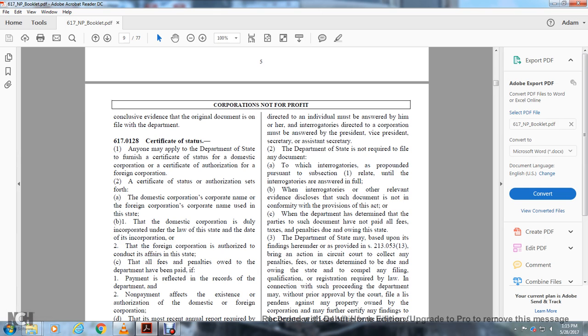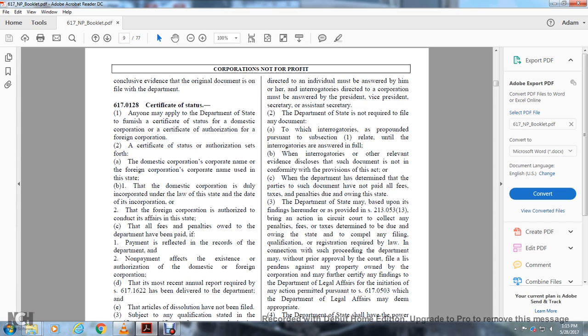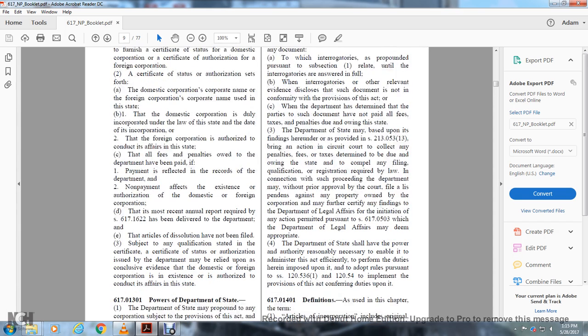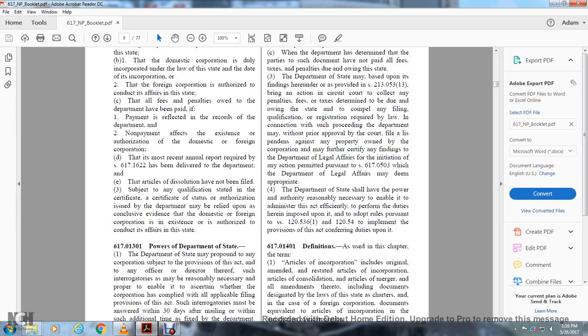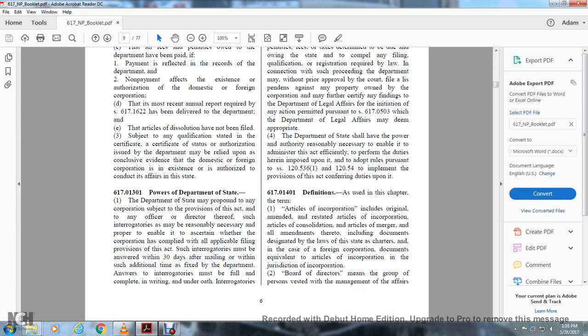The payment is reflected in the record of payment. Nonpayment affects the existence or authorization of the domestic or foreign corporation. The most recent annual report required by Statute 617.1622 has been delivered to the department, and articles of dissolution have not been filed, subject to any qualifications stated in the certificate. A certificate of status or authorization issued by the department may be relied upon as conclusive evidence that the domestic or foreign corporation exists or is authorized to conduct affairs in this state.